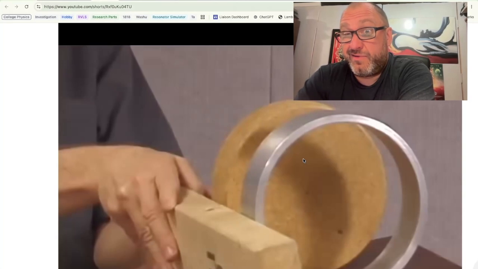Whoa, it was definitely the solid cylinder. Man, that thing was going fast.